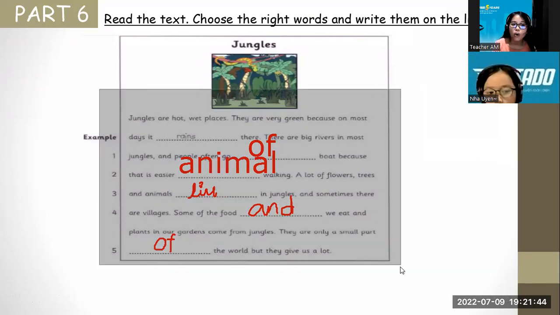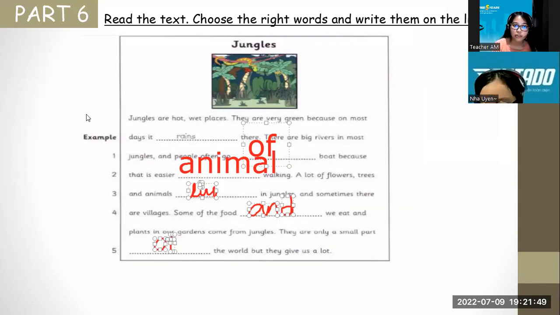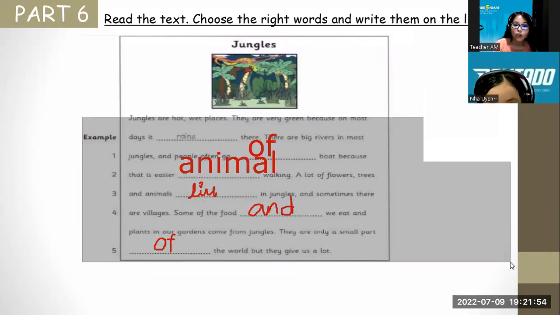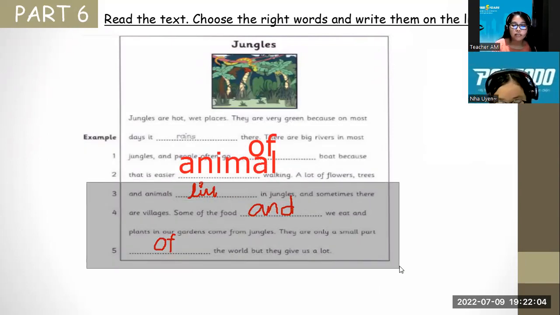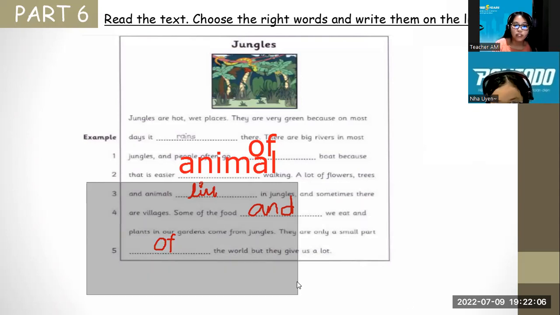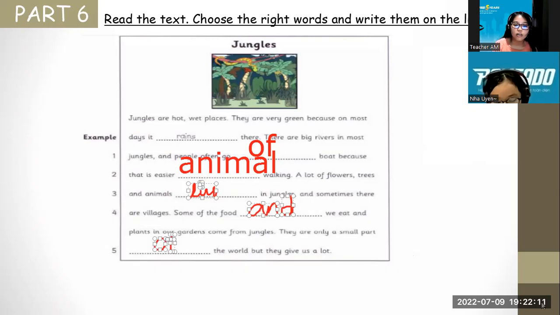Jungles are hot, wet places. They are very green because on most days it rains there. There are big rivers in most jungles and people often go off boat because that is easier animal walking. A lot of flowers, trees, and animals live in jungles, and sometimes there are villages. Some of the food and we eat and plants in our gardens come from jungles. They are only a small part of the world, but they give us a lot. So is this your final answer, Uyen?